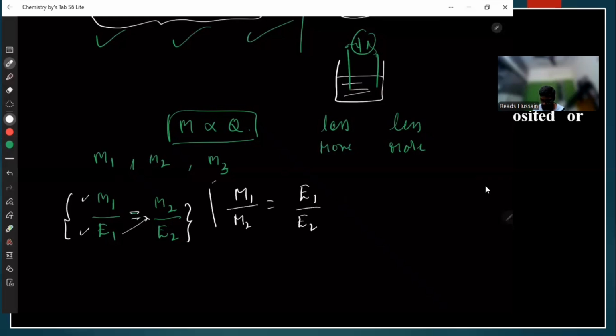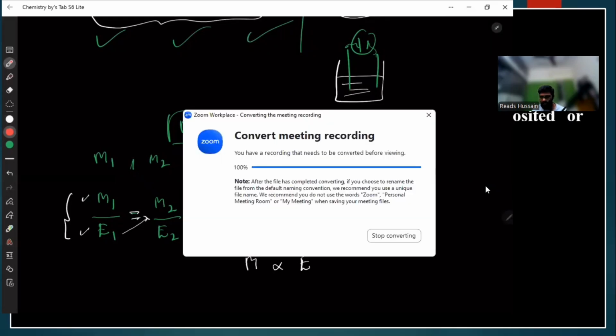This is Faraday's second law. So what can we say from this? Mass is directly proportional to equivalent weight. The mass of the first substance is directly proportional to the equivalent weight of the first substance. The mass of the second substance is directly proportional to the equivalent weight of the second substance.